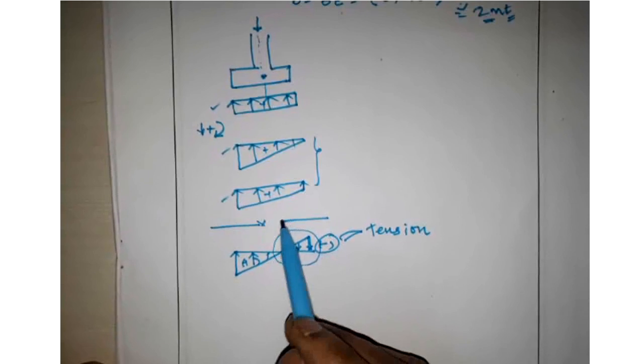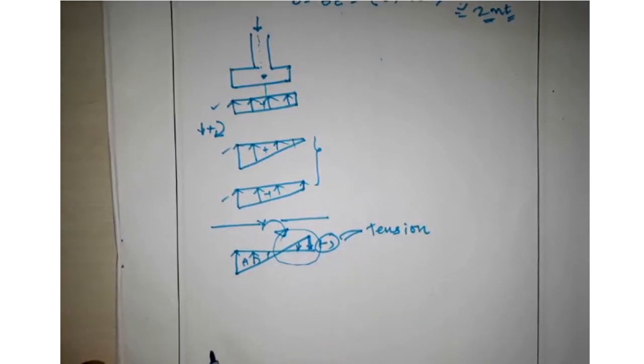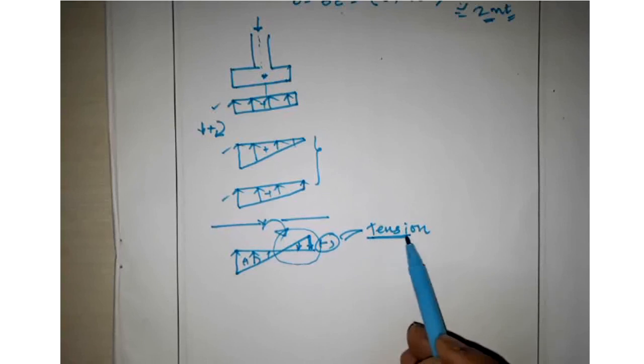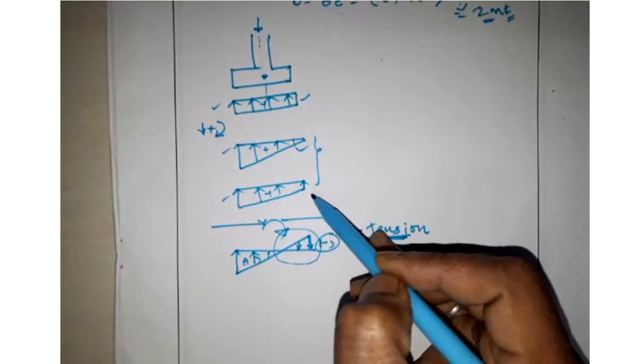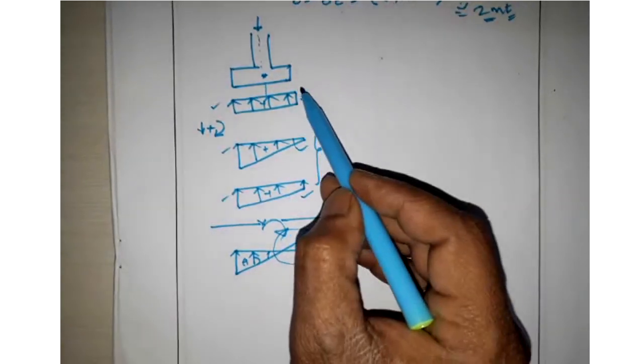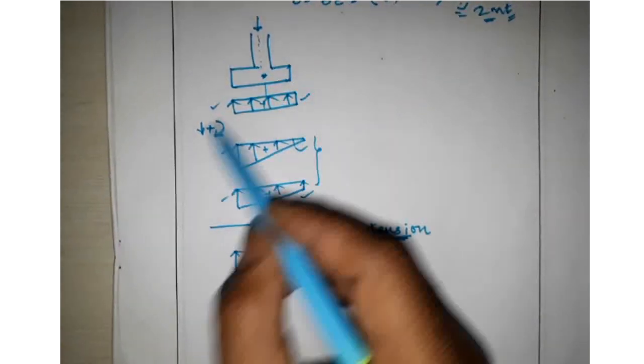So what will happen? The footing tries to overturn, meaning it is not suitable, or it is unsafe. That's why we have to avoid tension in the footing. This is possible, this is also possible, we can design for all these three cases of upward pressure. But if you get like this, then it is unsafe.